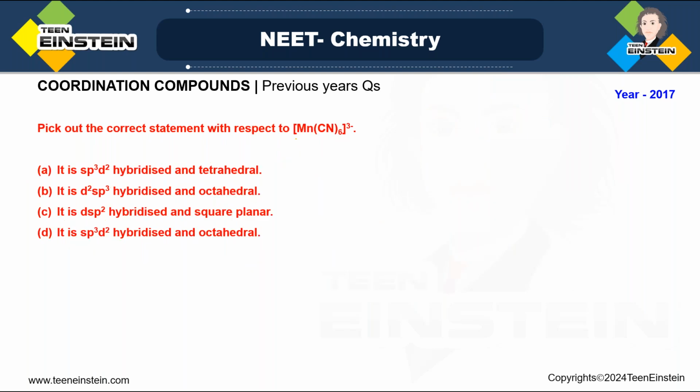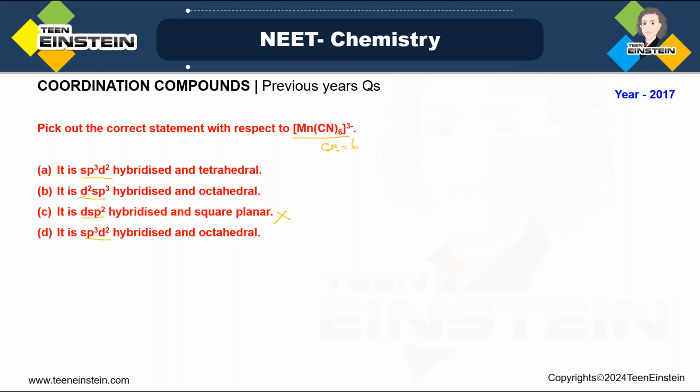Pick out the correct statement with respect to this complex. Here we have two hybridizations mentioned, sp3d2 in options A and D, and the second type of hybridization, d2sp3 in option B, dsp2 in option C. Now here it is hexa coordinated. Coordination number is 6, since 6 ligands are there. C.N. means coordination number. So it cannot be correct.